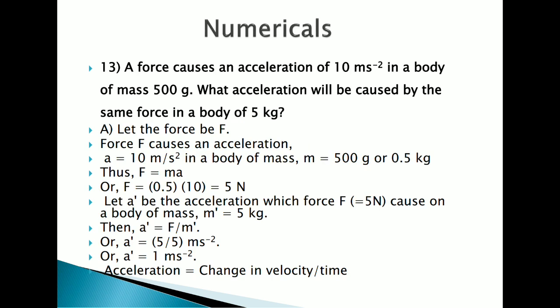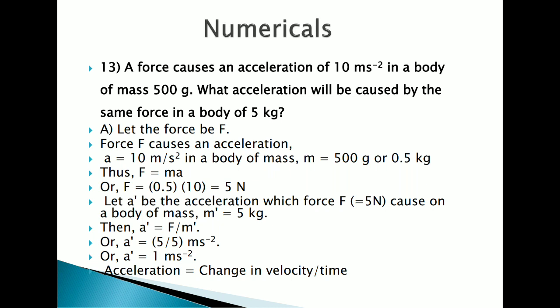Next one. A force causes an acceleration of 10 meter per second square in a body of mass 500 gram. What is the acceleration caused by the same force acting on a body of 5 kg? We have to find the acceleration. Let the force be F. First of all we will find the value of force. Acceleration has been given, that is 10 meter per second square. Mass is 500 gram. We will convert gram into SI unit kg. So 500 upon 1000 we will get 0.5 kg.